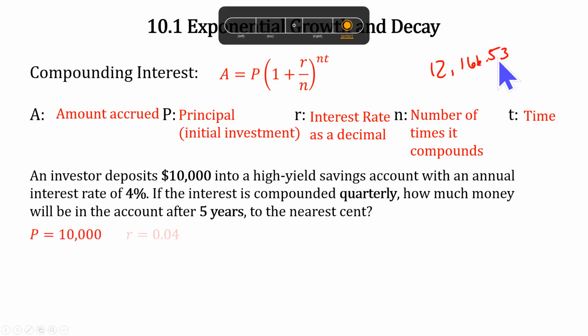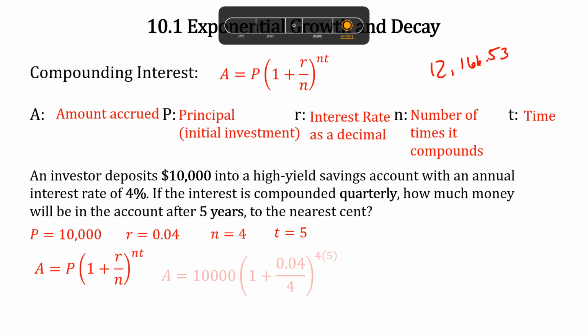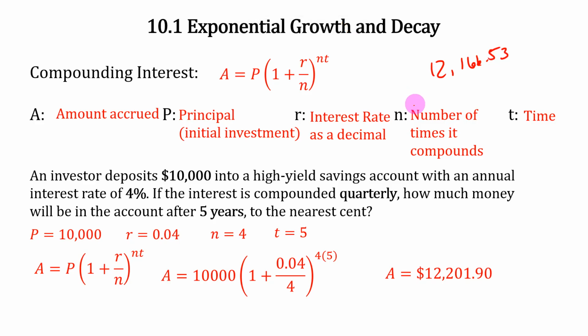Okay. So the principal is $10,000. The rate is 4%. N is 4. T is 5. Throw that into the calculator, and you're going to get $12,201.90. So we get a little bit more by compounding it.